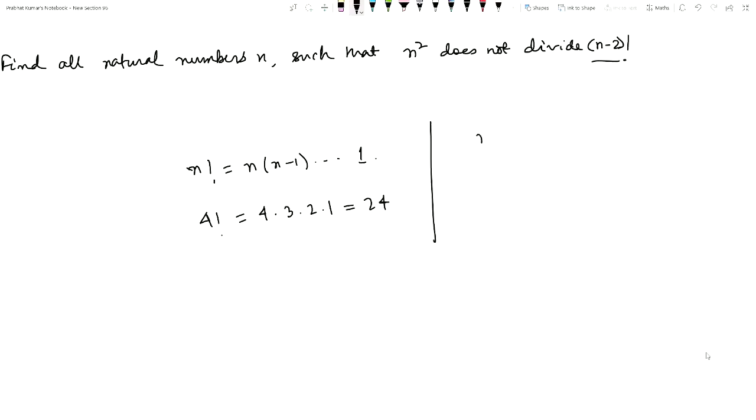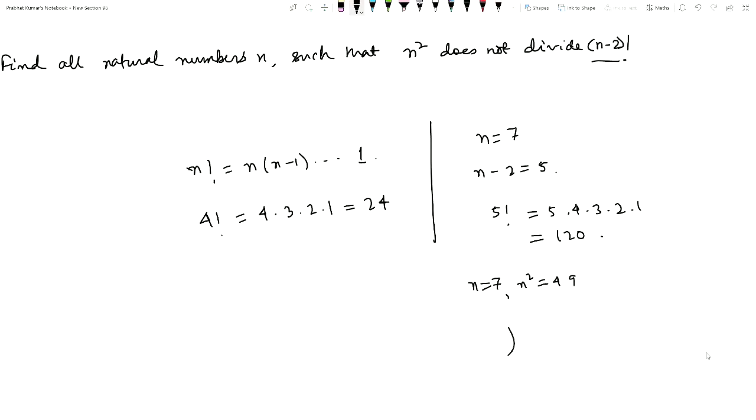If we choose n to be 7, what is n minus 2? It's basically 5, right? So what is 5 factorial? It's basically 5 into 4 into 3 into 2 into 1, right? So it's 120. Okay, and what is n square here? Since n is equal to 7, n square is 49, right?